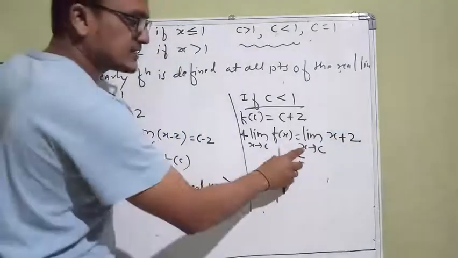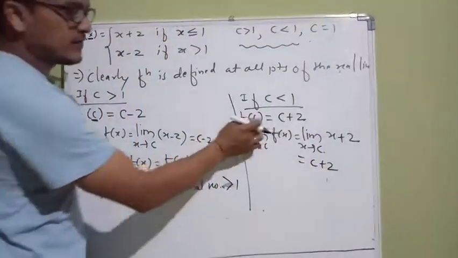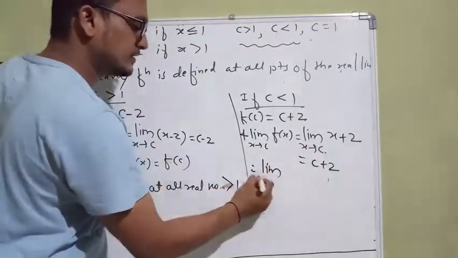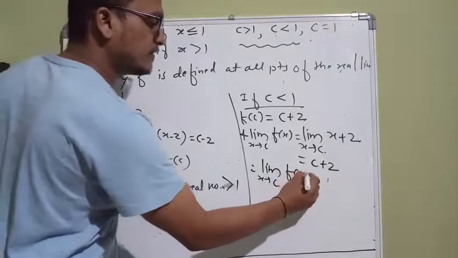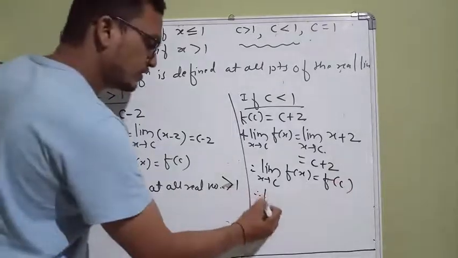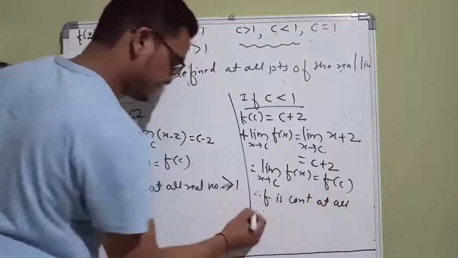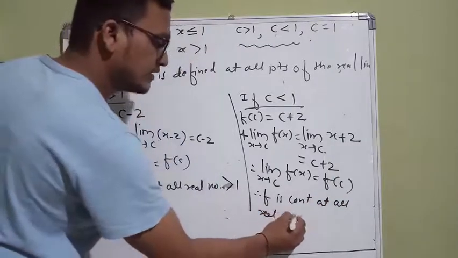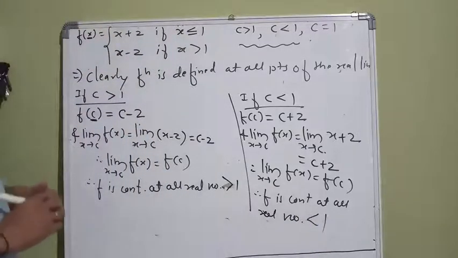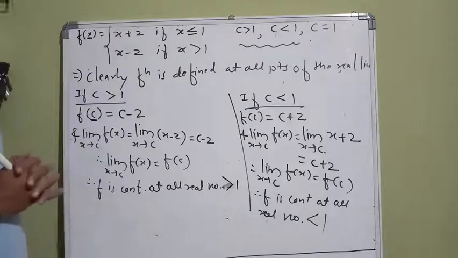now put the limit as x tends to c, so it becomes c plus 2. If you observe, f of c value and limit value both are same, so therefore limit x tends to c f of x is equal to f of c, both are equal, so therefore f is continuous at all real numbers less than 1. Okay, so here we have checked the first two conditions.